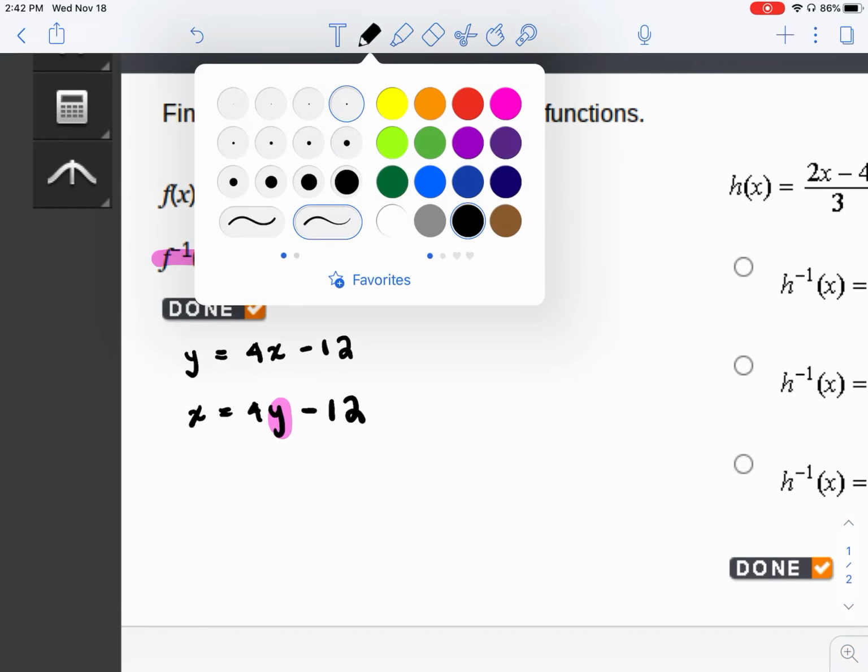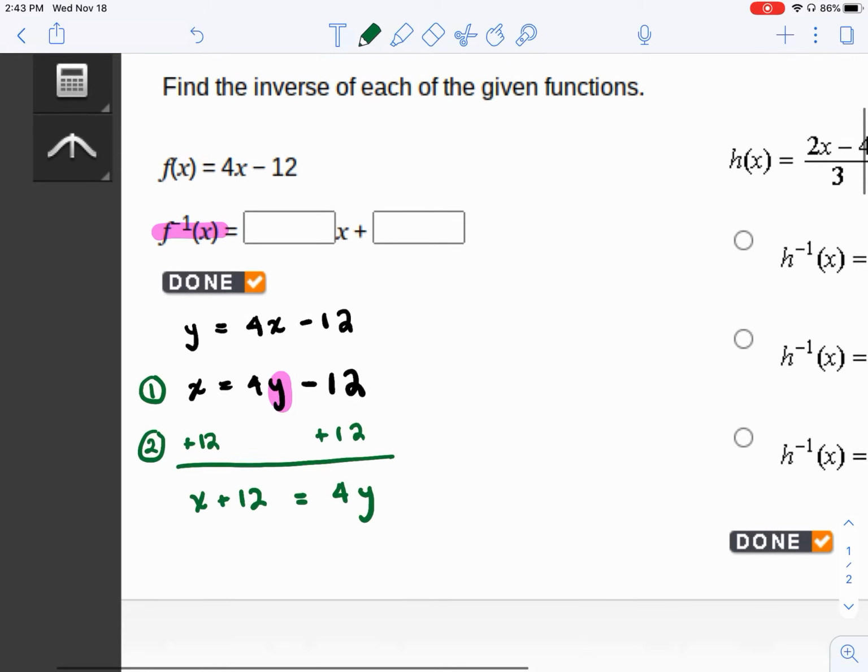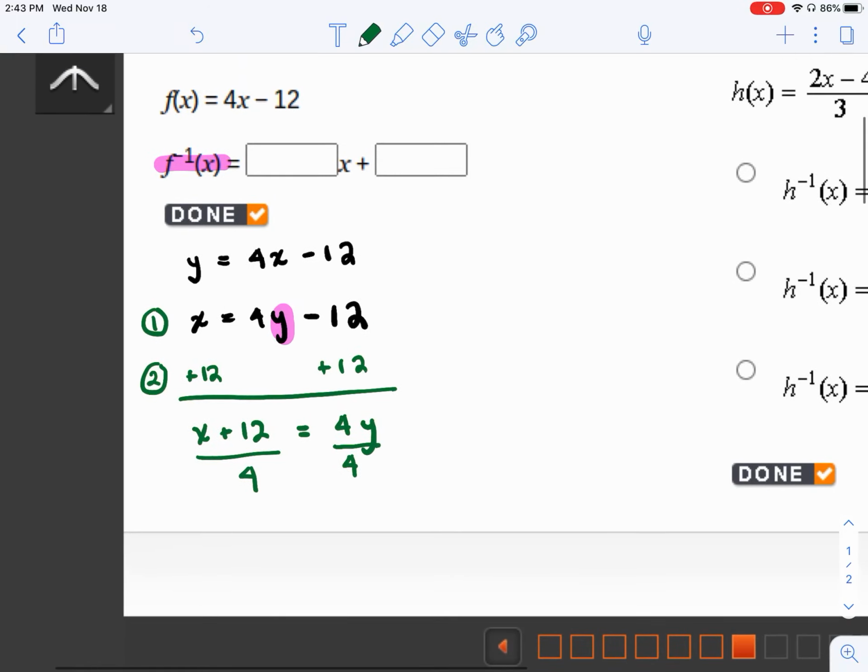I'm going to change color so you can see that first I interchanged. So this was my first step: I interchanged x and y. Starting from the second step, I am going to start solving for y. So I'm going to add 12 to both sides. I want to isolate the term for y. And to finish isolating y, I am going to divide by 4 on both sides. Then you'll see that I have x plus 12 all over 4 equals y.